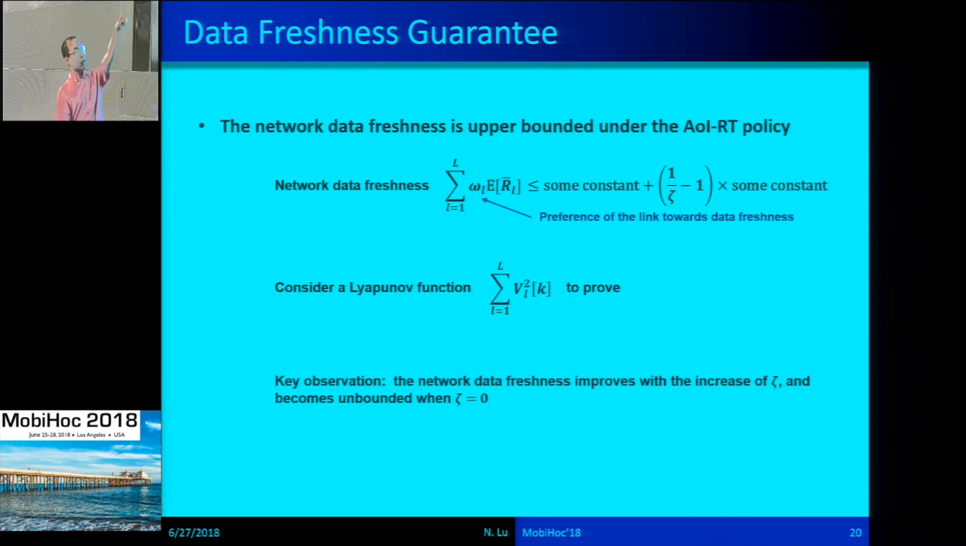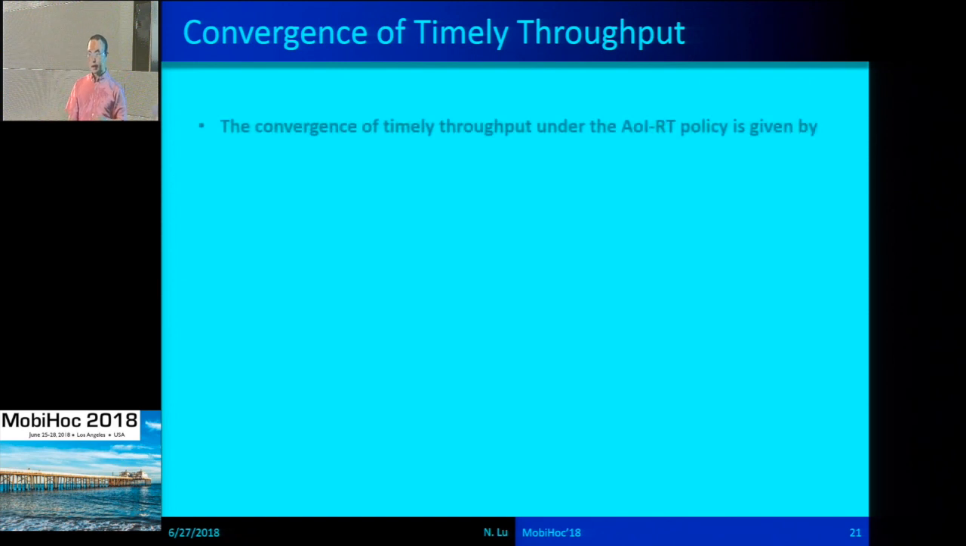So as you can see up there, the observation is that the network data freshness improves with the increase of zeta, and it becomes unbounded when zeta takes 0. Zeta taking 0 corresponds to the traditional MaxWeight, virtual queue length based policy. That means the virtual queue based policy cannot provide a data freshness guarantee.